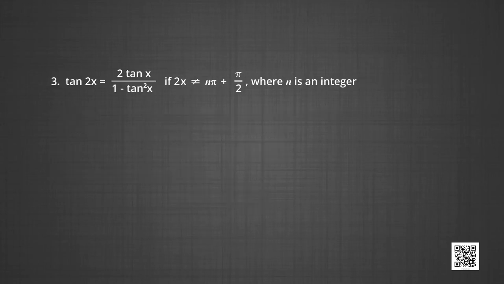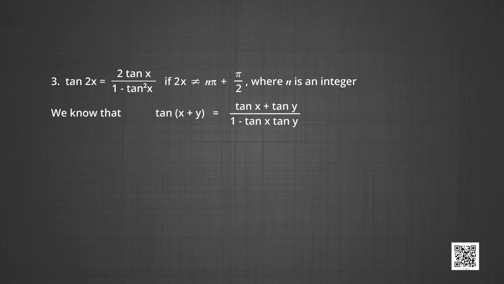Now, for tan 2x, we will try to express this as 2 tan x upon 1 minus tan square x, if 2x is not equal to n pi plus pi by 2, where n is an integer. We know tan of x plus y is equal to tan x plus tan y upon 1 minus tan x into tan y. Replacing y by x, we get tan 2x is equal to 2 tan x upon 1 minus tan square x. Let us see how we will get the formula for triple the angles.